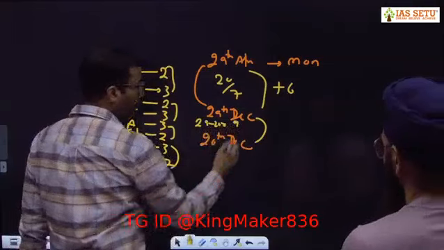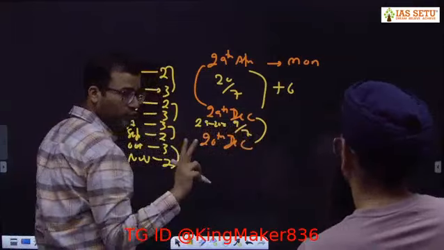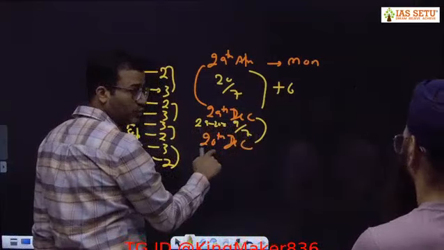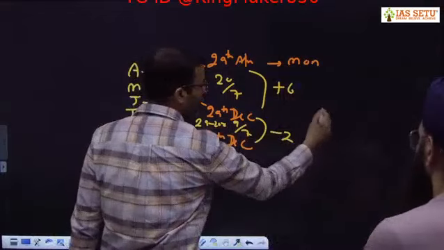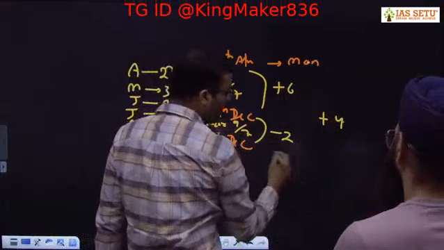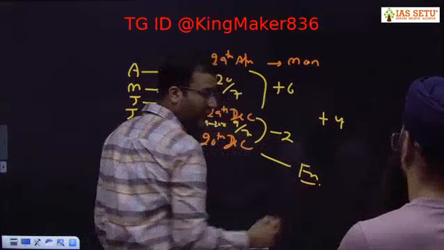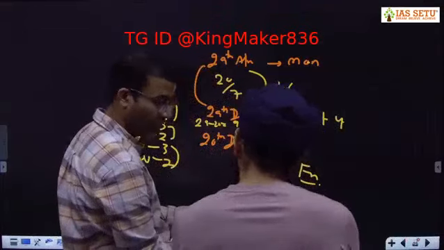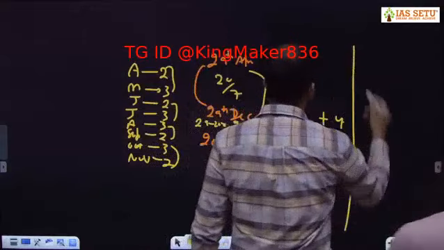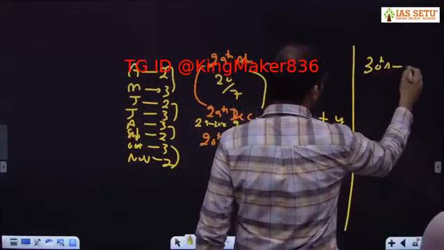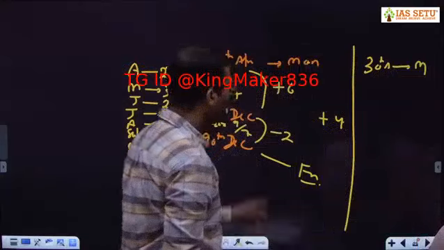29 minus 29 days, divided by 7, what is the remainder? 2, plus 2 होगा minus 2, ओवरऑल +4 हो गया. मंडे में 4 ऐड करने से क्या आएगा?